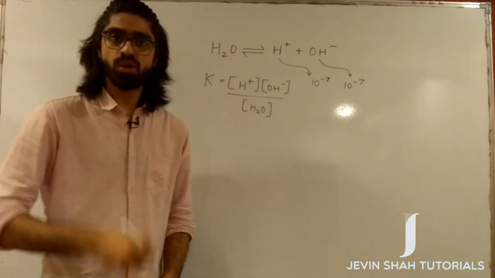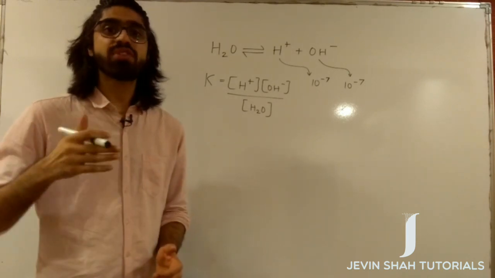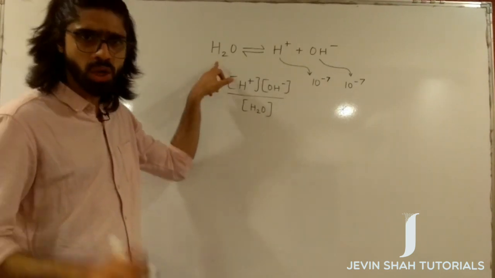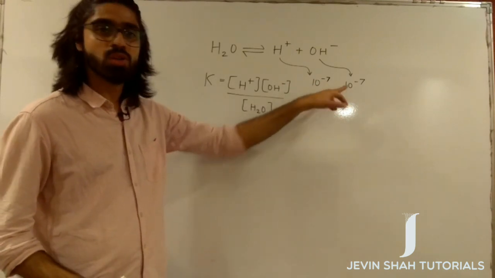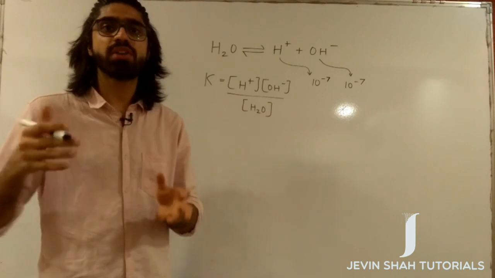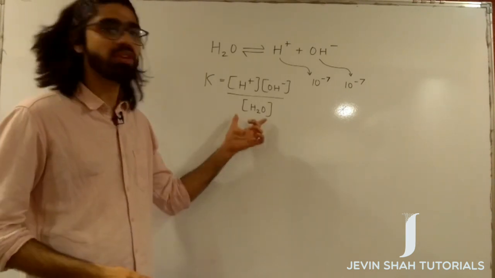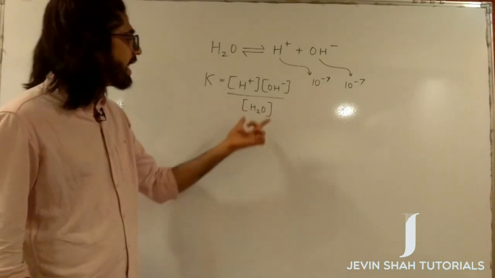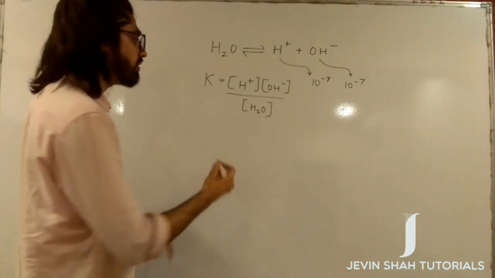Now like I said, 1 liter of water is 1000 grams, which is 1000 upon 18, that is 55.5 moles of water. Now out of 55.5 moles of water, only 10 to the power minus 7 moles of water have dissociated. So the concentration of H2O from 55.5 changes to 55.5 minus 10 power minus 7, which is almost 55.5. The point over here is concentration of water is almost constant, and when that constant goes on the left, it gets multiplied with K, giving you another constant. We call it Kw.